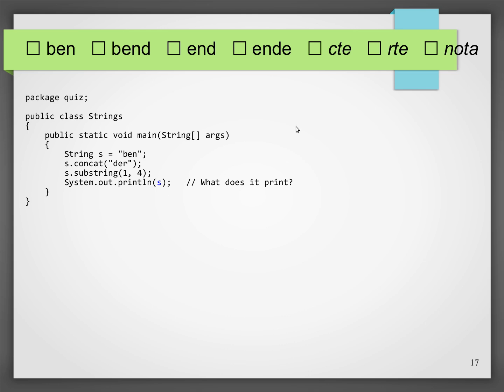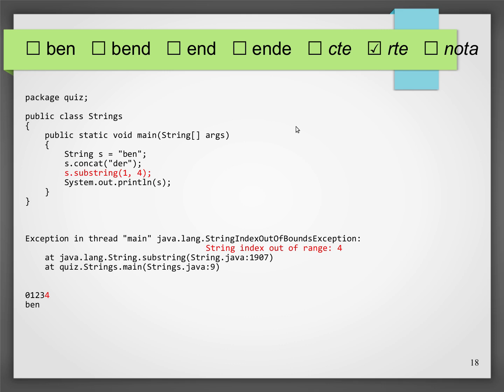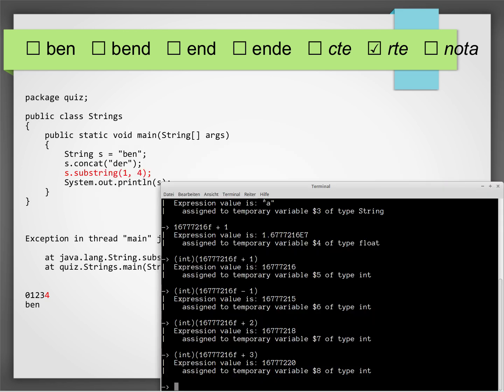Okay, so what happens here? I hope you remember that strings are immutable in Java, right? So s.concat(dir) will indeed have Bender as a result, but s will not be affected by this. Let me show you this in the JShell.